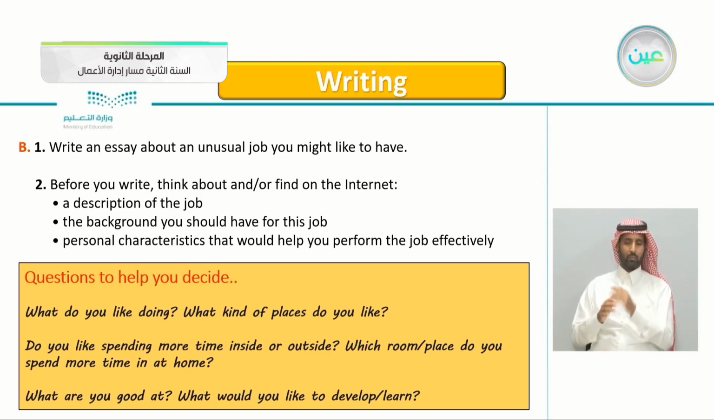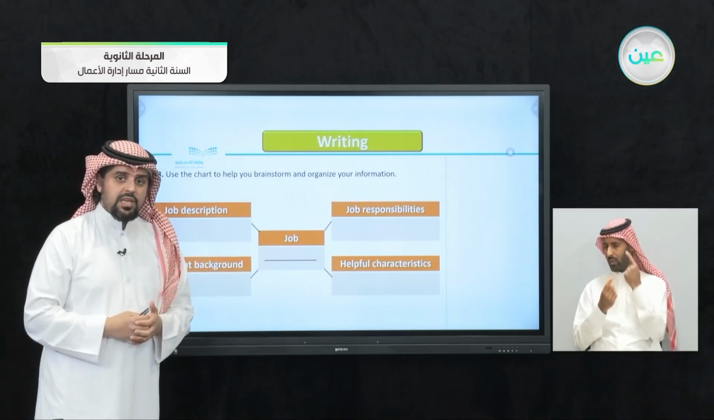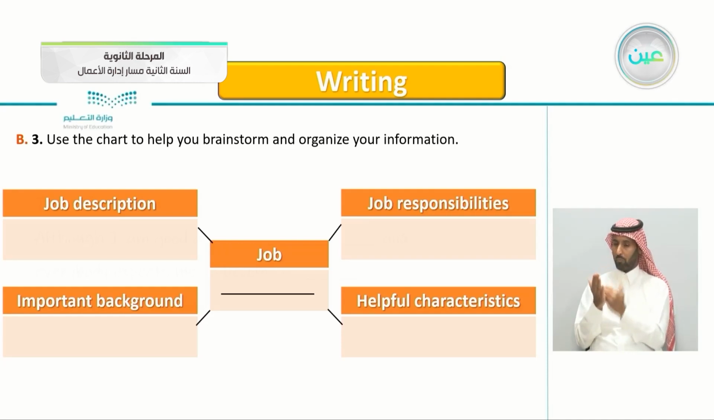What are you good at? This is an important question. Always ask, what am I good at? And start from there. What would you like to develop or to learn? So use this chart to help you brainstorm and organize your information. Fill it up, and it will help you come up with the perfect job title for you, job description, important background, the responsibilities in this job, and the helpful characteristics that will help you in this job. Once you find all of this information, you will find your suitable job.